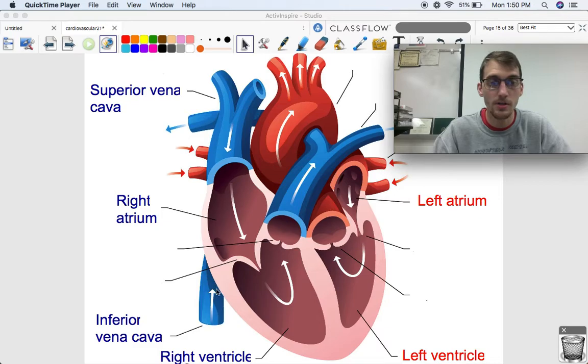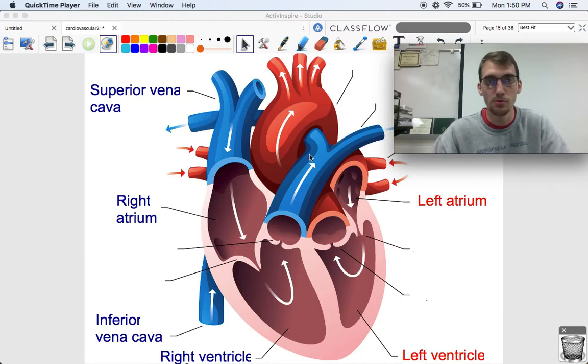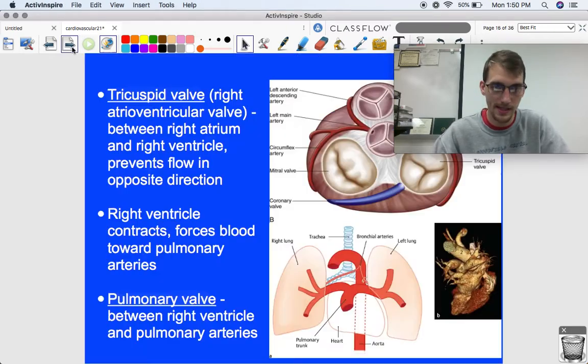So here they are. Here's that deoxygenated blood getting dropped off into the right atrium, and that's going to fill with deoxygenated blood. Where does it go from there? Well, it's going to pass through this valve into the right ventricle, and then the right ventricle is going to pump that out. It's going to contract and make sure it gets through this structure, which we'll talk about in just a second.